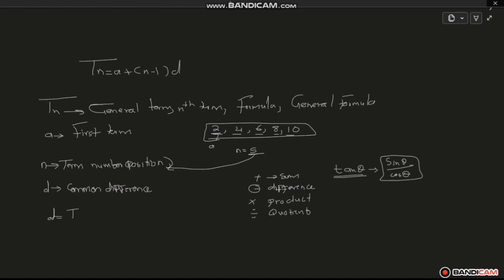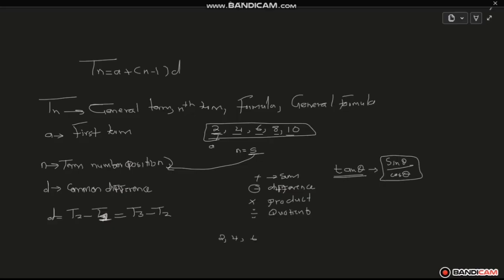Therefore, you can be asked to calculate d: T2 minus T1, equal to T3 minus T2. It's like the second term minus the first term, the third term minus the second term, the fifth term minus the fourth term. That is how you find the common difference.